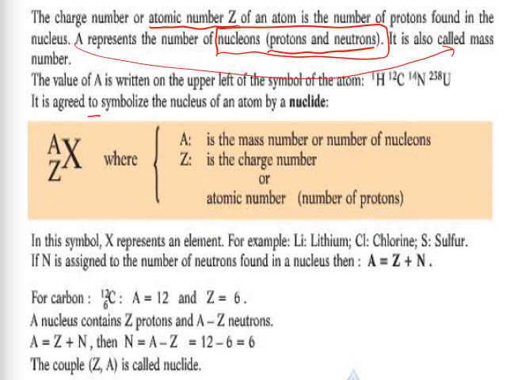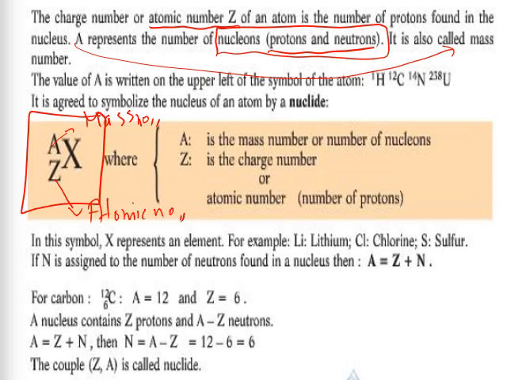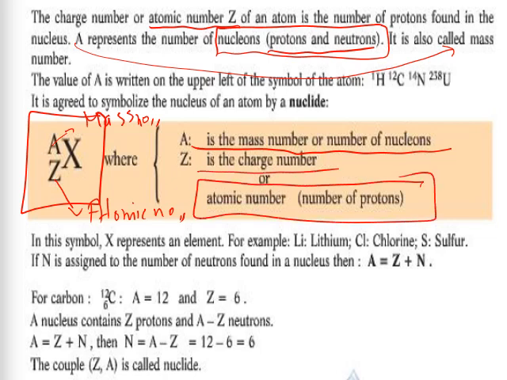The atomic representation or symbol is X with A on top and Z at the bottom. A represents the mass number. Z represents the atomic number. And X represents the symbol, either hydrogen, oxygen, lithium, potassium, magnesium, carbon, and so on. So A is the mass number or the number of nucleons. Z is the charge number or the atomic number of protons.